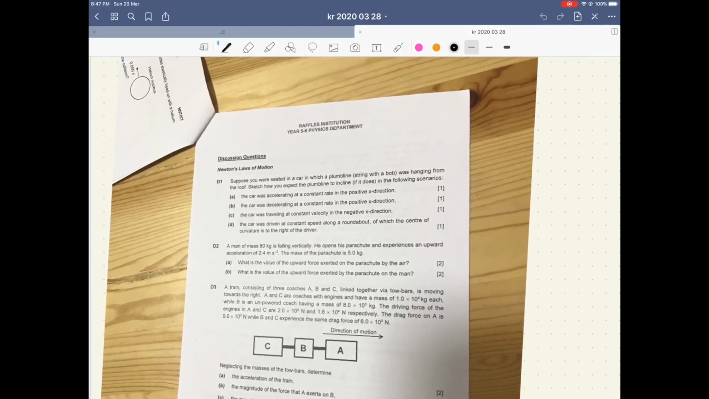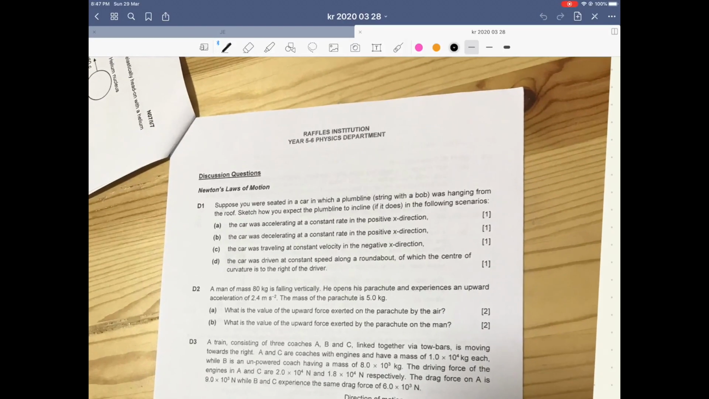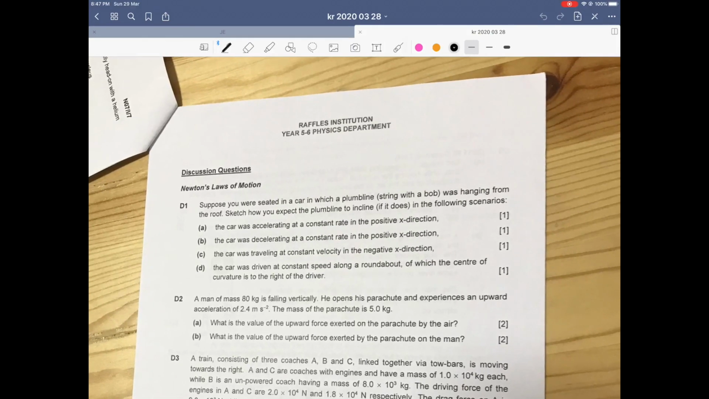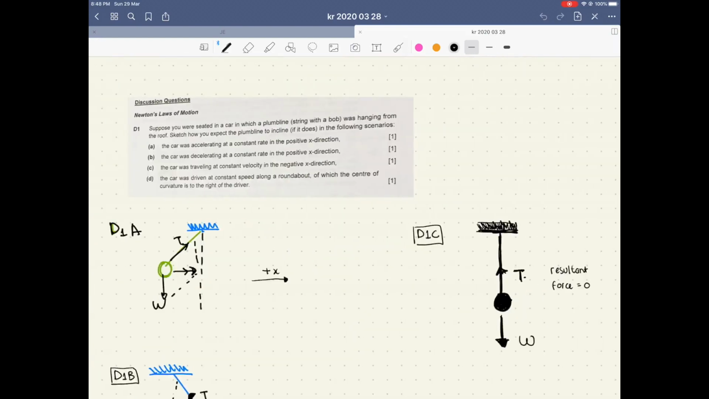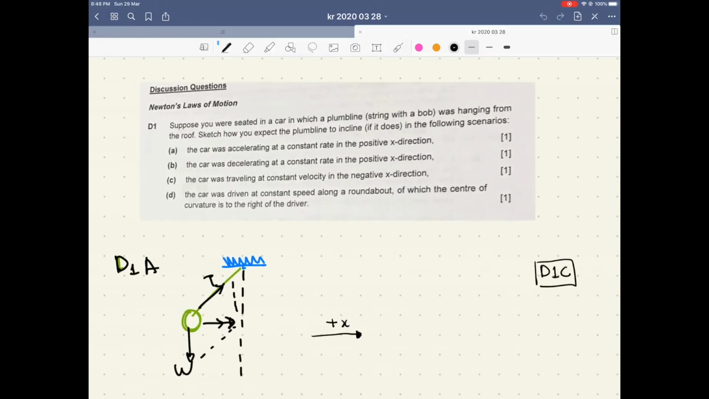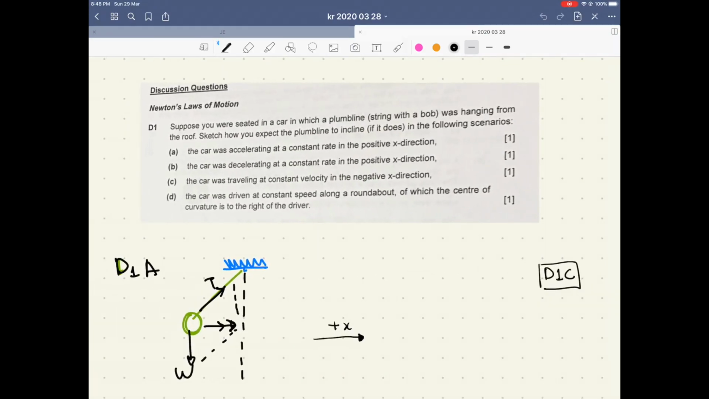Your chapter 3. Yeah, chapter 3. I think it's about forces or dynamics, including the collision. Okay. Start with question D1. Discussion 1.